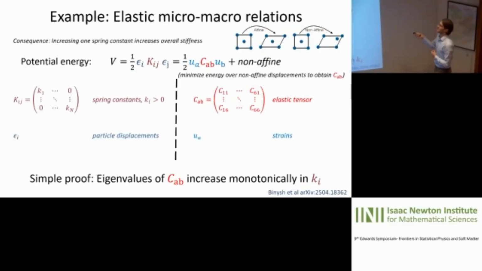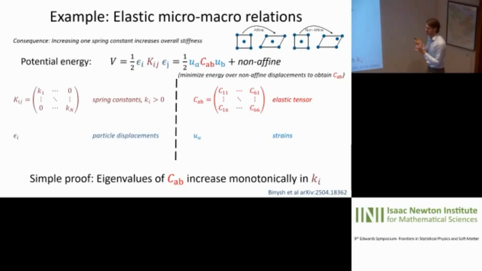And this minimization step is the important key feature here that tells you that if you increase one of the spring constants, then after this minimization, when you look at this elastic tensor, the eigenvalues of this tensor, which we can think of as elastic moduli, will increase monotonically in the microscopic spring constants.